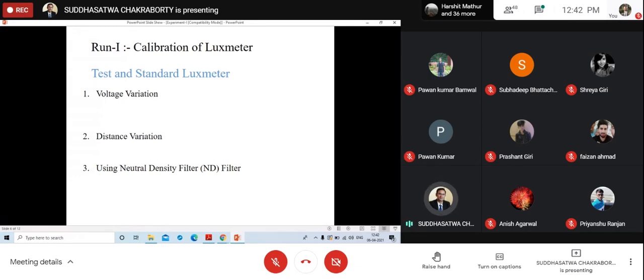Just like in ammeter and voltmeter cases, we have varied the load. In the wattmeter, we have also varied the load. So for the different ranges, we calibrated our wattmeter. Here also, to calibrate my lux meter, we need to vary the illuminance range. So how can that be done? This is the actual concern.